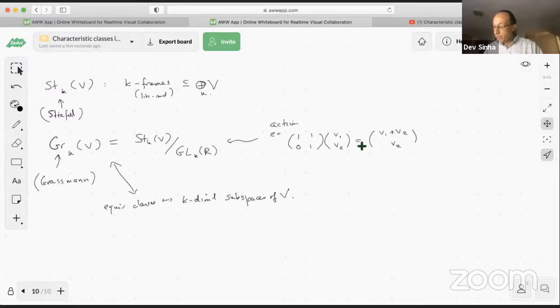I'm going to say exercise, although I'll do part of the exercise because this is important for us. And this exercise is covered in Milnor and Stasheff. So show that Gr_k(V) is a manifold of dimension k times the dimension of V minus k. So this is Lemma 5.1 in Milnor and Stasheff. I'll go ahead and just say that.